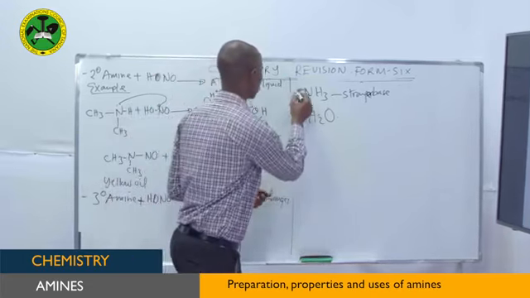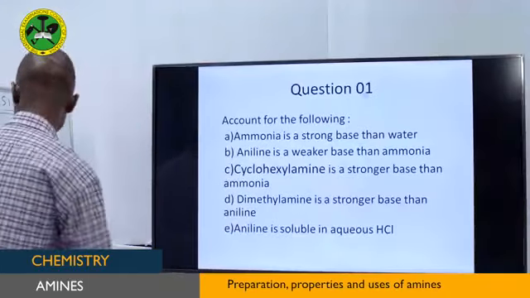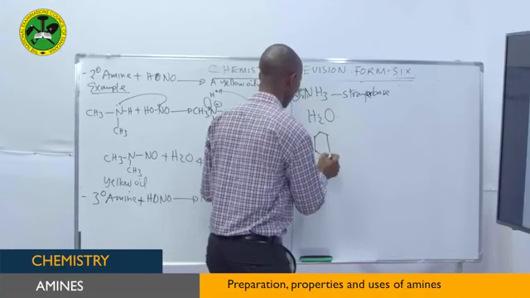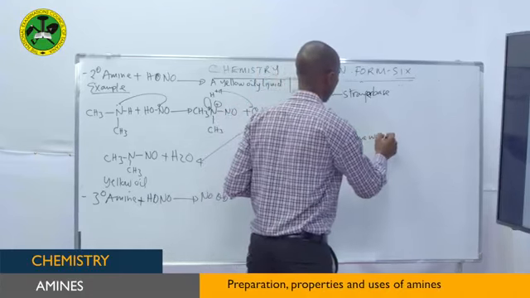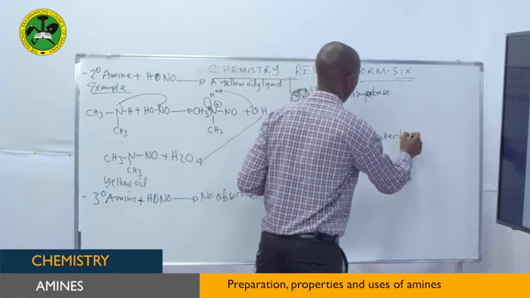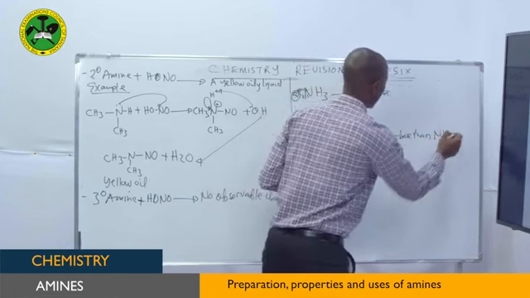For the second, this was A. B. Yes, aniline is a weaker base. Aniline is this one, phenylamine, is a weaker base than ammonia. How?